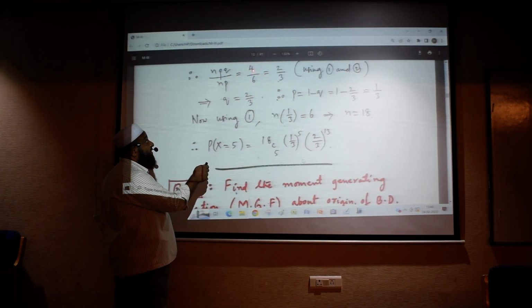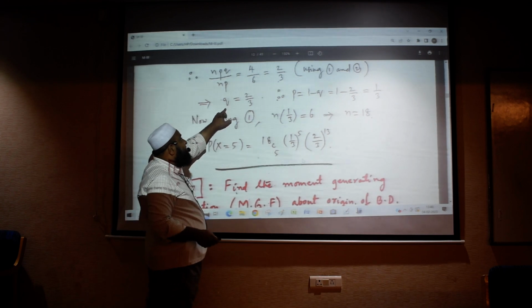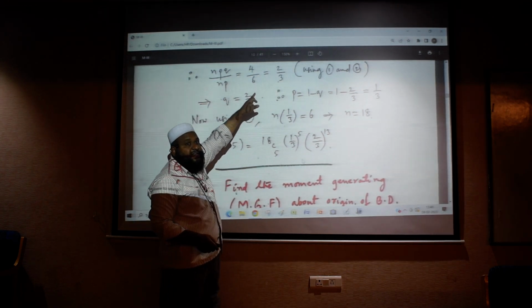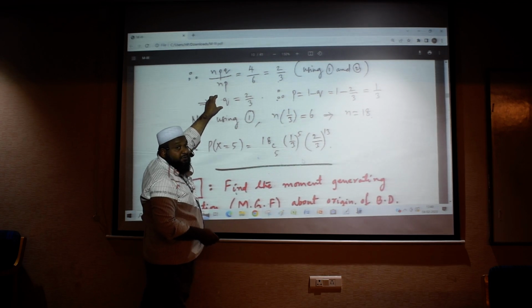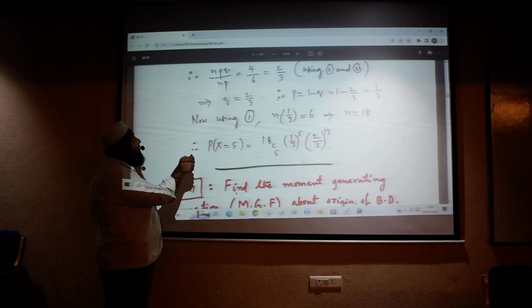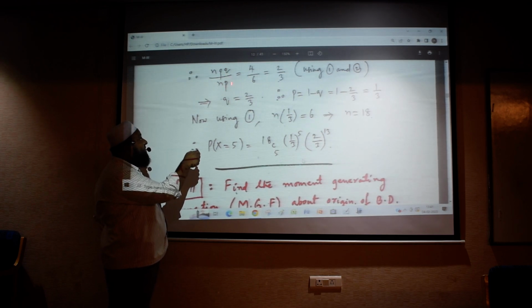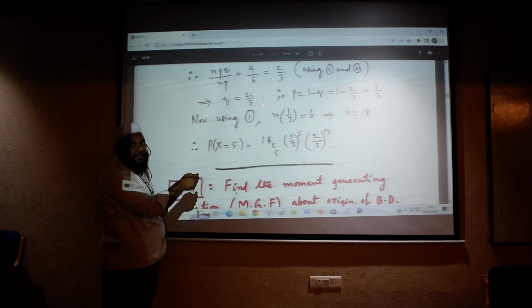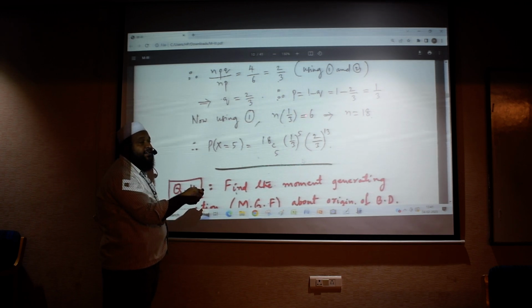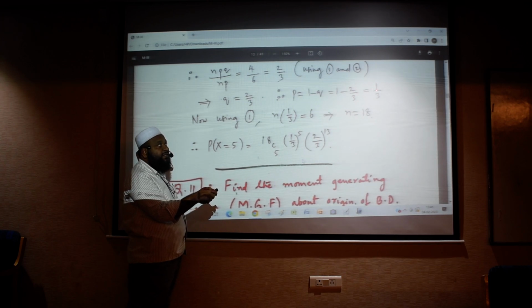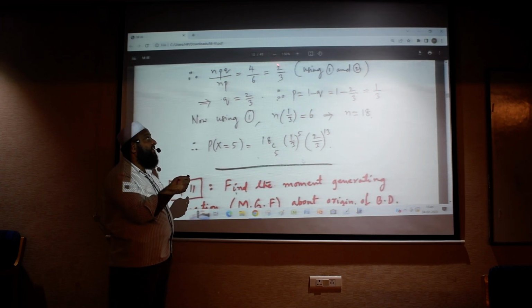Yes, sir. The npq value is 4, that is the variance, and the mean value is 6. So 4 by 6, that is 2 by 3, using the first and second equations. So q is how much? This npq by np is just q, and the simplified answer is 2 by 3. When q is 2 by 3, what is p? p is 1 minus q, so 1 minus 2 by 3 is equal to 1 by 3. So we are ready with the values of q and p.